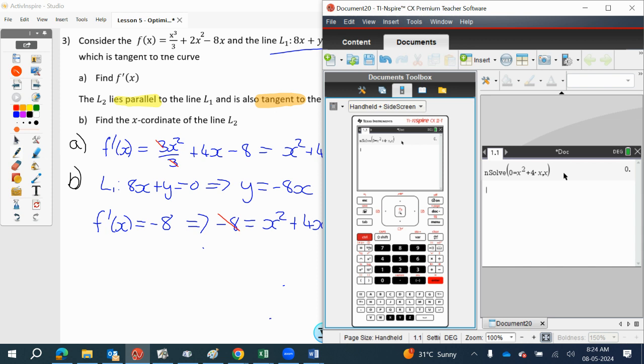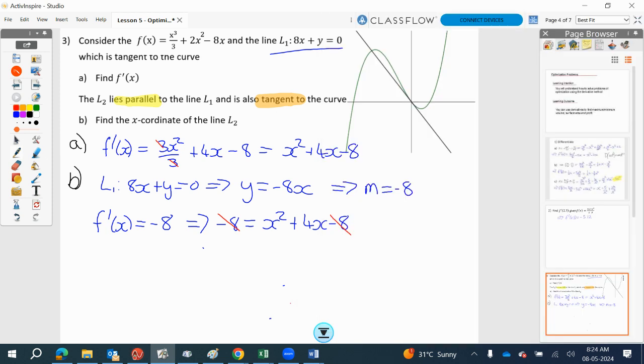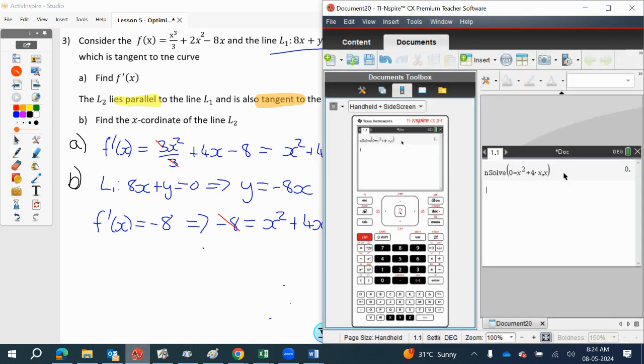0 is the answer. Now, line 1 is drawn here. What is the x coordinate of line 1? 0. So this isn't the answer. There must be a second answer. So whenever you're using n-solve and you get an answer, you need to go looking for other answers.